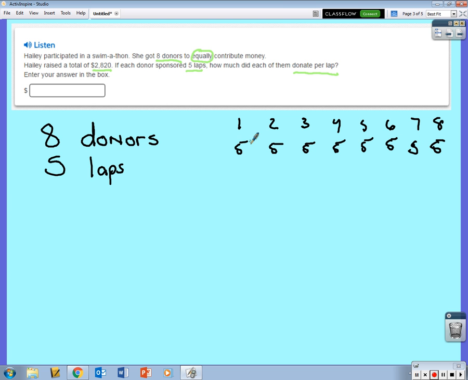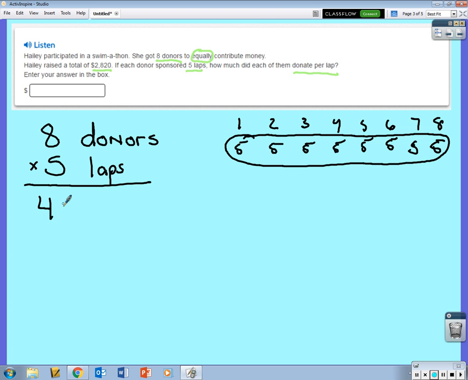So I'm thinking about here, how many laps did all the people contribute all together? Well, I should say, how many laps were sponsored all together? Well, we have 8 people. 8 times 5 means 40 laps. So Haley, to get all this money, ended up swimming 40 laps. But we want to figure out what the donation was, breaking it down per lap. We know what it was total. We want to do per.